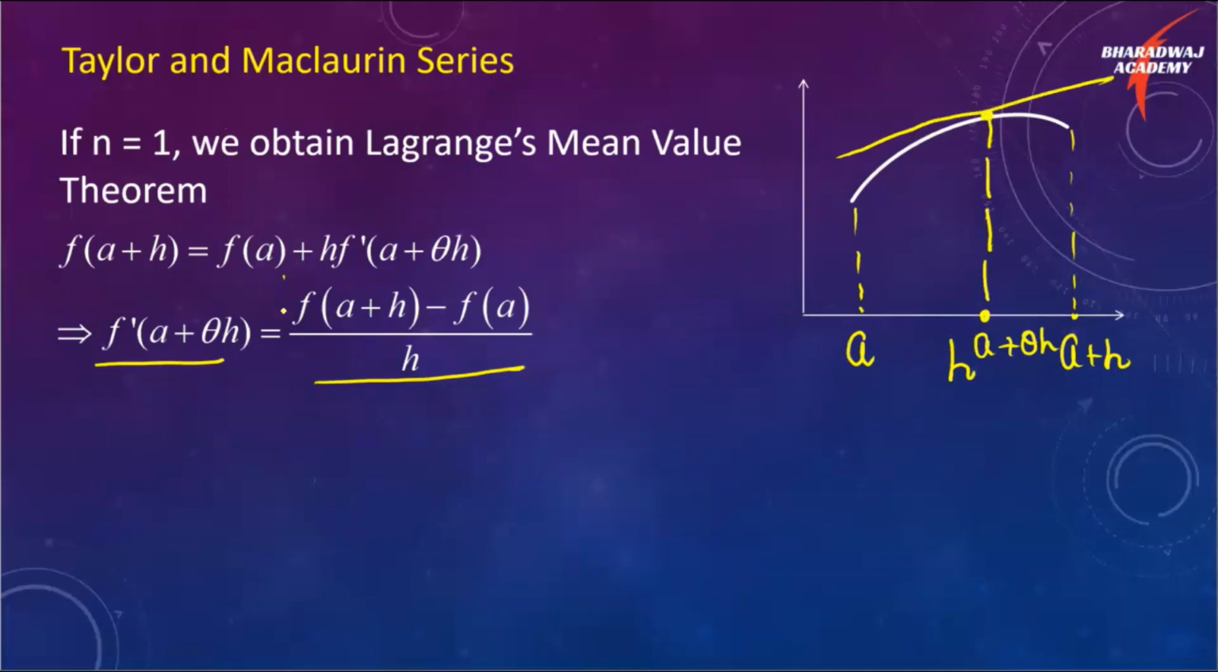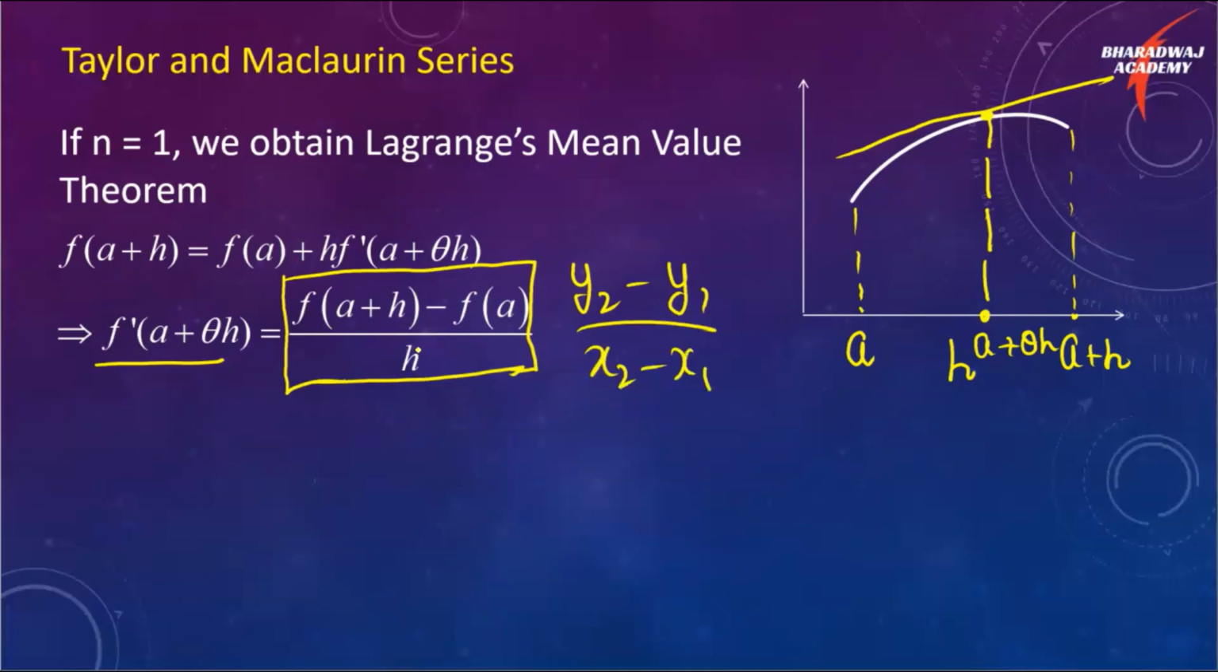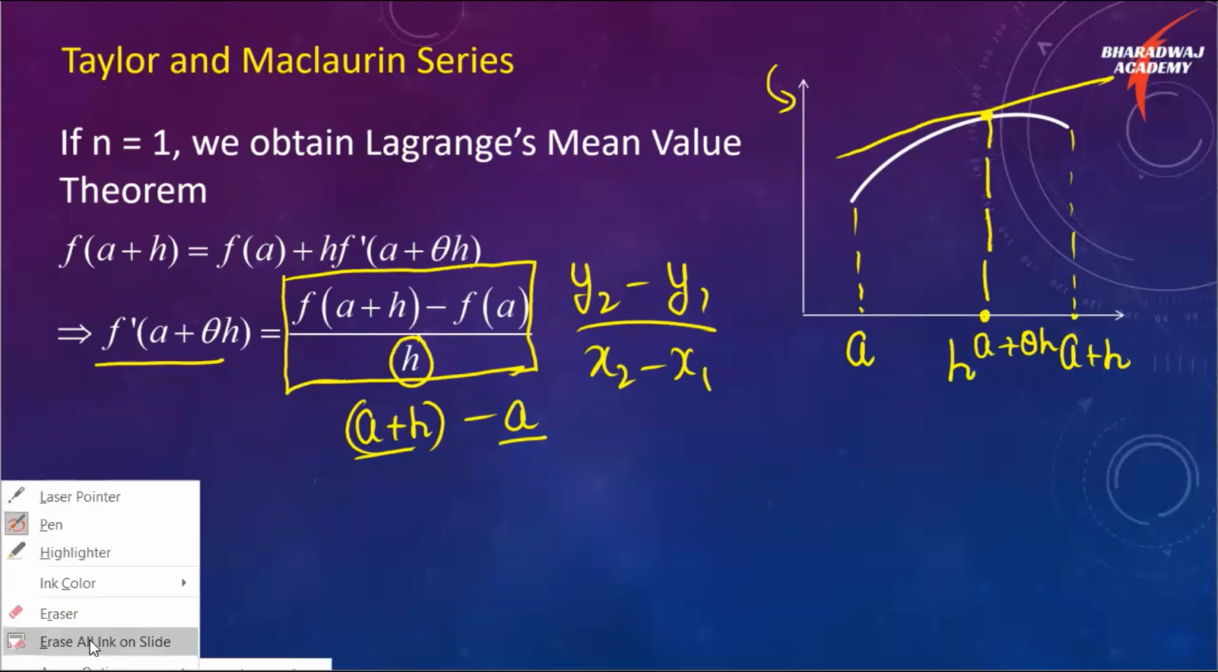Now, does this RHS look similar to you? Yes, it does. You have y2 here, you have y1 here, and you have x2 here and x1 here. But you might say there's only h here, but can you see that a plus h minus a actually gives me h? So as you can see, you have x2, x1, and f of a plus h and f of a are nothing but y2 and y1, the points on the y-axis, and these are the points on the x-axis. So on the RHS, you have the slope. This is what we can basically infer from Lagrange's mean value theorem.